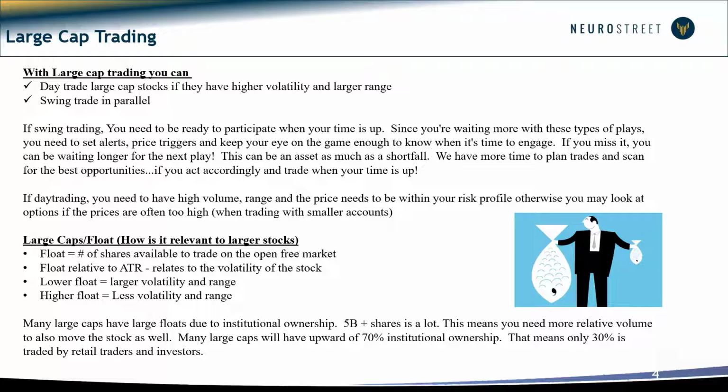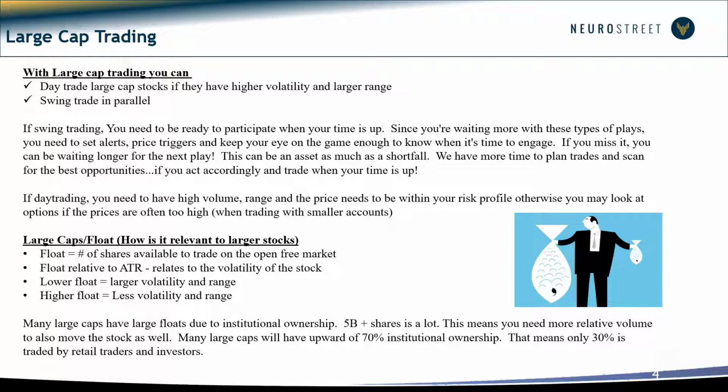How is it relevant to larger stocks? Float is the number of shares available to trade, like we've talked about in several other videos. Float relative to the ATR relates to the volatility of the stock. Lower float equals larger volatility and range. Higher float equals less volatility and range, okay?